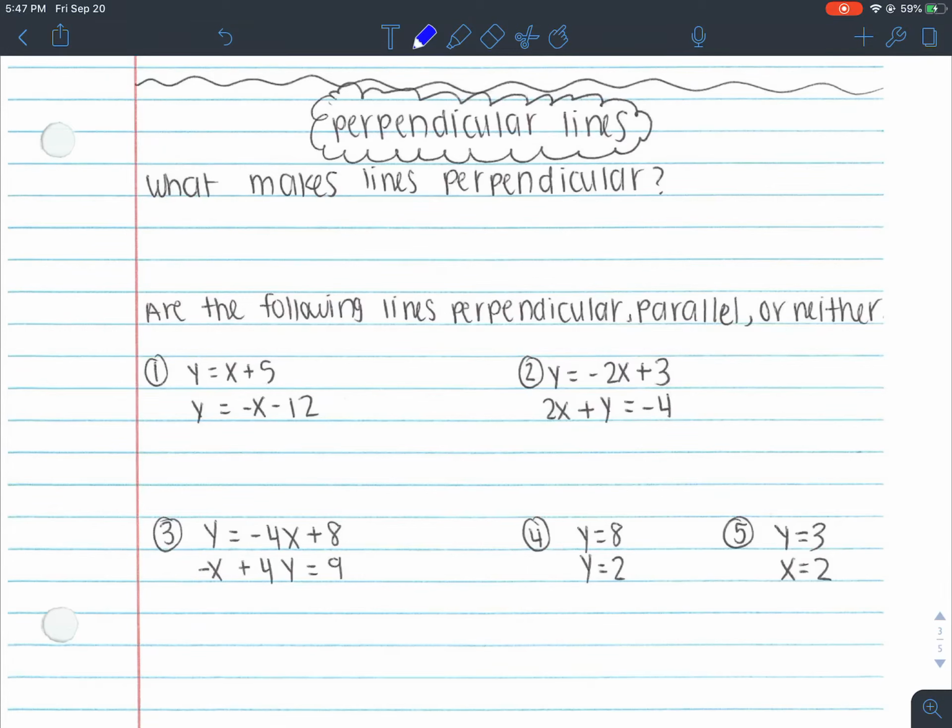Hey guys, these are the notes for parallel and perpendicular lines. This is the second part of the video over perpendicular lines.